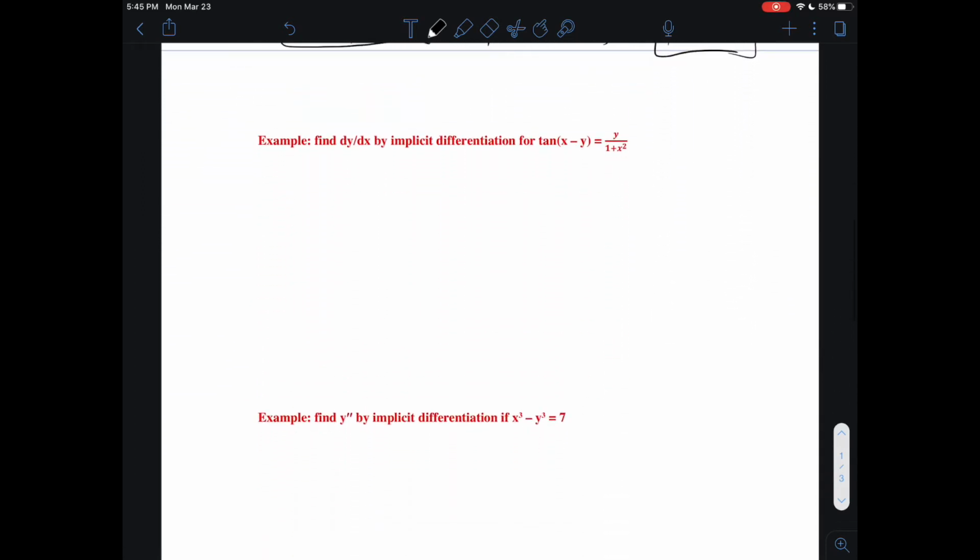Next example, find dy dx or y prime by implicit differentiation for tangent of x minus y equal to y divided by 1 plus x squared. So all you can see is we're just having some fun with all of our derivative rules and using the chain rule whenever we need to have something for y prime or dy dx. So again, we're just going to take the derivative with respect to x on both sides.